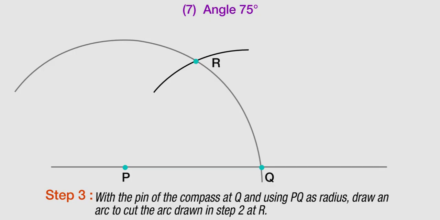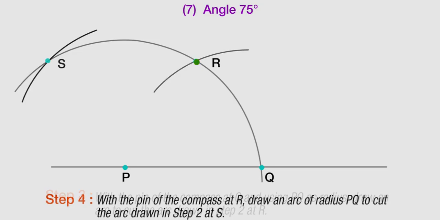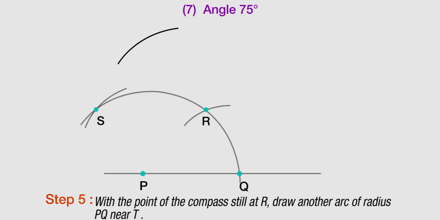Good. Now, step 4. With the compass point at R, draw an arc of radius PQ to cut the arc drawn in step 2 at S. Step 5. Again, with the compass point still at R, draw another arc of radius PQ near T, as you can see on your screen.